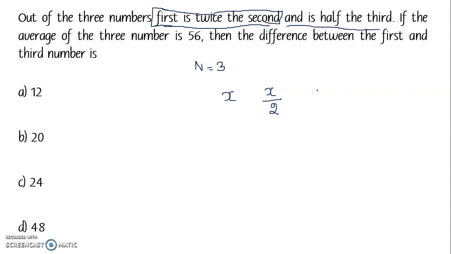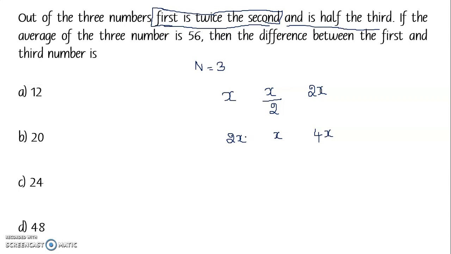Third number is twice the first number, so this will be 2x. So these are the three numbers: x, x by 2, 2x. Now see here, first is twice the second: the second number is x by 2, twice the second will be x. Half the third: the third number is 2x, half the third will be x. Now if you want to make it simpler, let us multiply the entire set by 2 because you can avoid the fraction. I want to eliminate this 2, so it will be 2x, x and 4x.